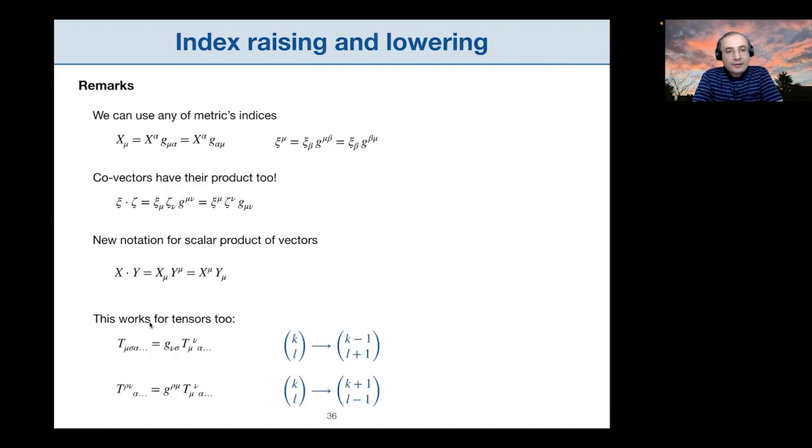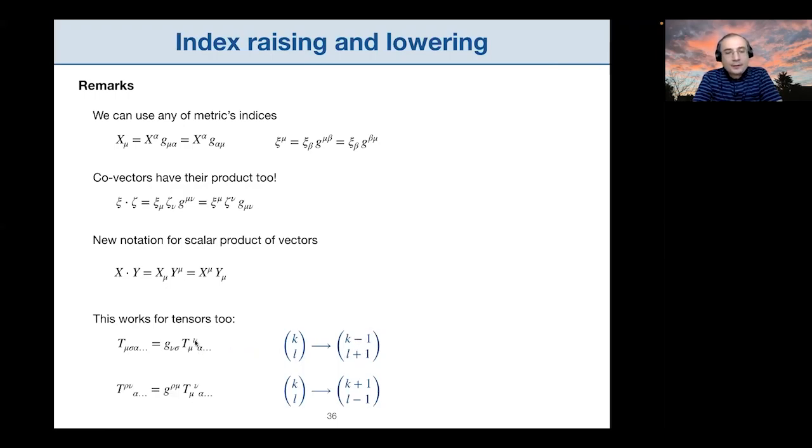Okay, on top of that, you can play this game with any tensors, not only vectors or covectors. Namely, if you have a tensor with one or more upper indices, you can contract this index with the metric and obtain a tensor which has this one index lowered. In the standard notation, you use the same letter for this tensor and that tensor. They have, strictly speaking, different valences. If the initial one was (K, L), the new one will be (K minus 1, L plus 1).